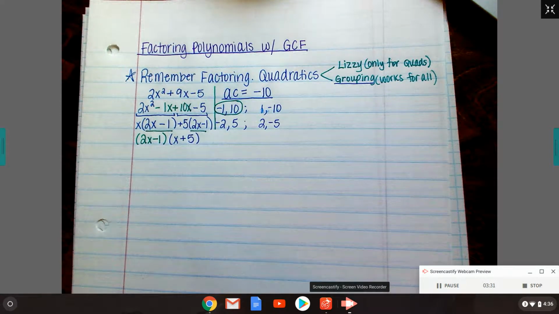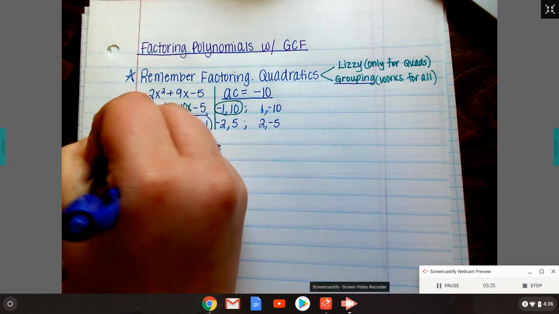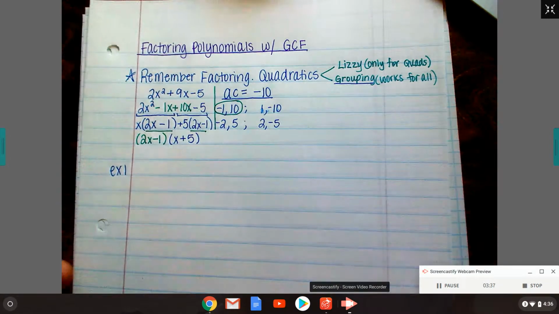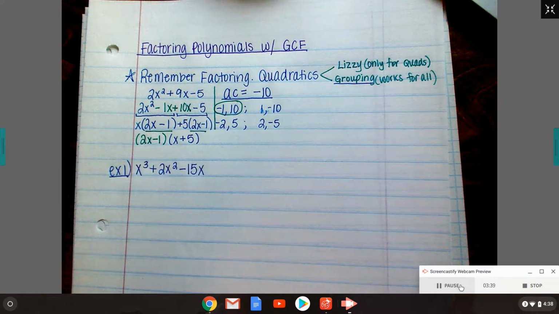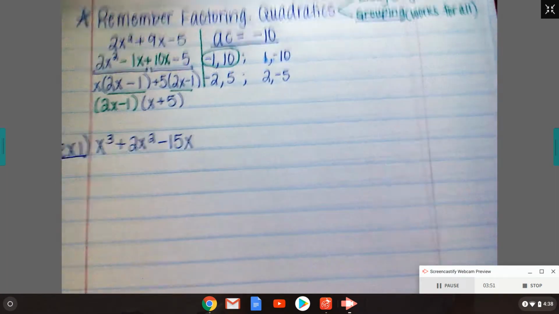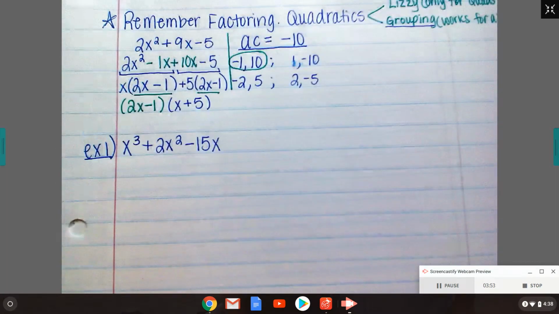Moving on in chapter 2 now, we're looking at all polynomials though. So here's our next example. All right, here's one that looks like the cubics that we've seen before when graphing. So what we're going to do here is look for something that's in common with all three terms. Can you zoom in for us a little bit? There we go. So we're looking for something in common with all three terms.